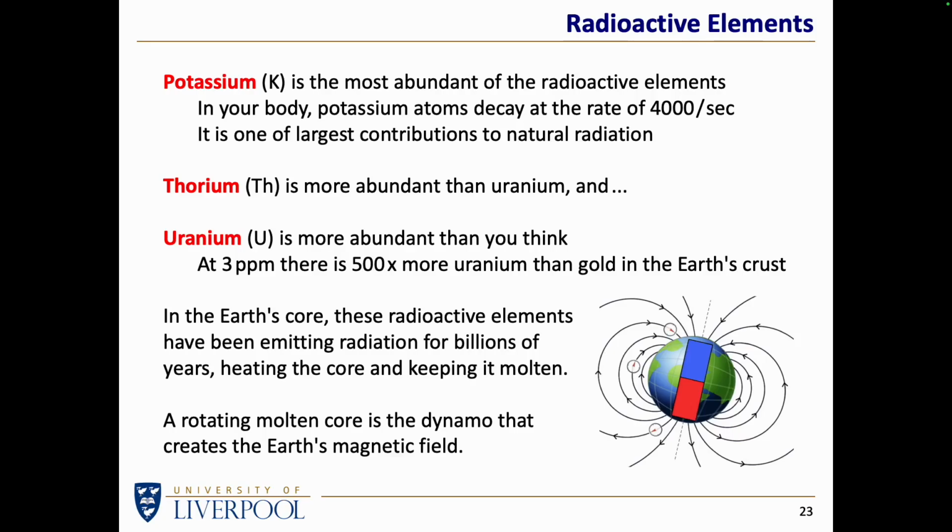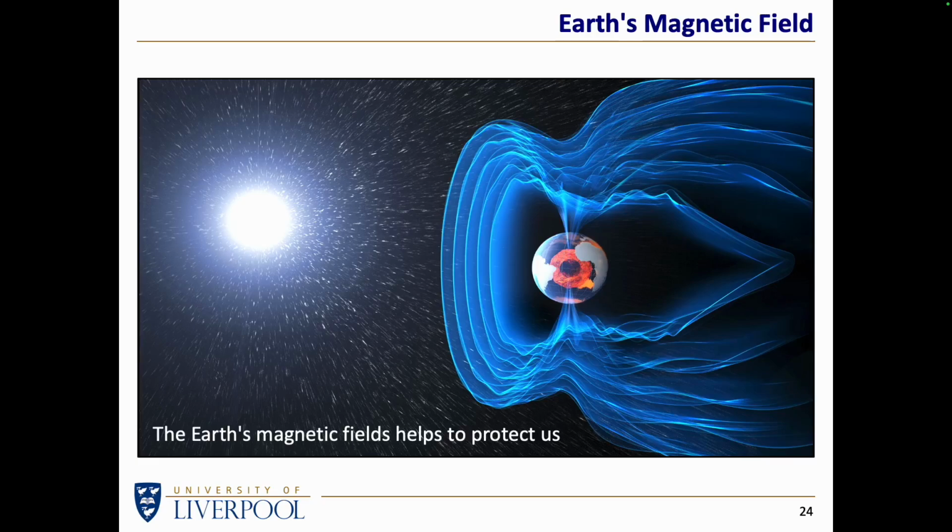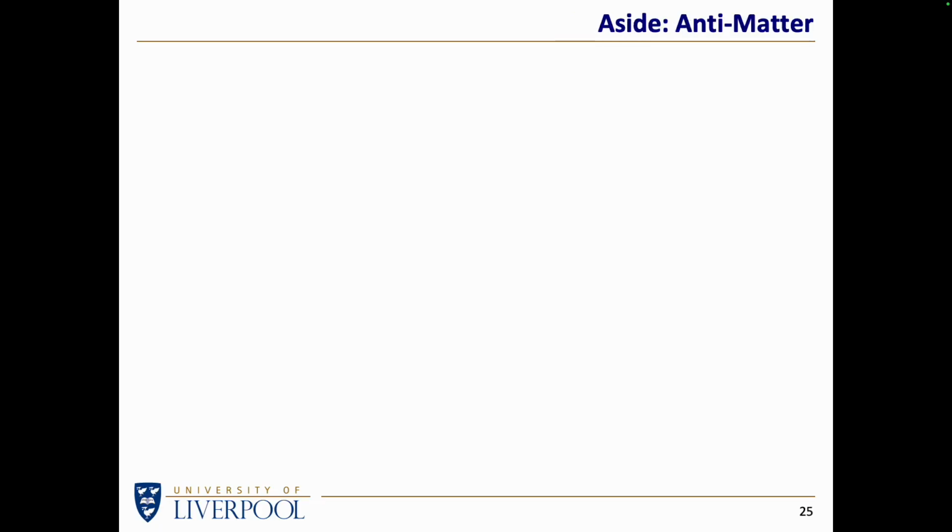So it's a little bit ironic that radioactive decay produces a magnetic field which ultimately gives us a little bit of protection against cosmic radiation. Mainly the softer stuff, the low energy stuff coming from the sun, but the Earth's magnetic field protects us to some extent, but that's generated itself by radiation.